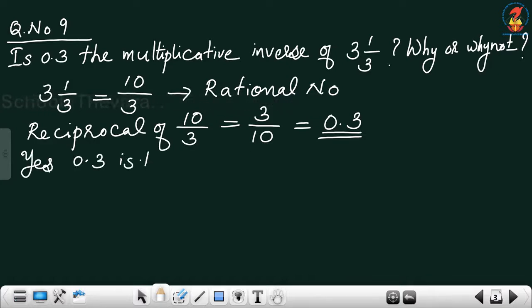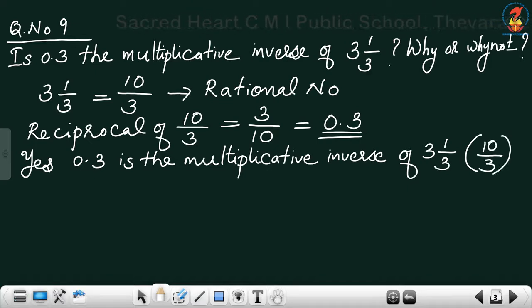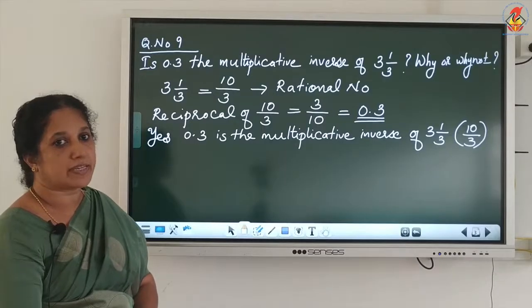0.3 is the multiplicative inverse or reciprocal of 3 and 1 by 3. 3 and 1 by 3 means it is 10 by 3. Now, why or why not? We have to say why we are saying that it is the reciprocal. That means the rational number multiplied with its reciprocal, you have to get the product as 1.